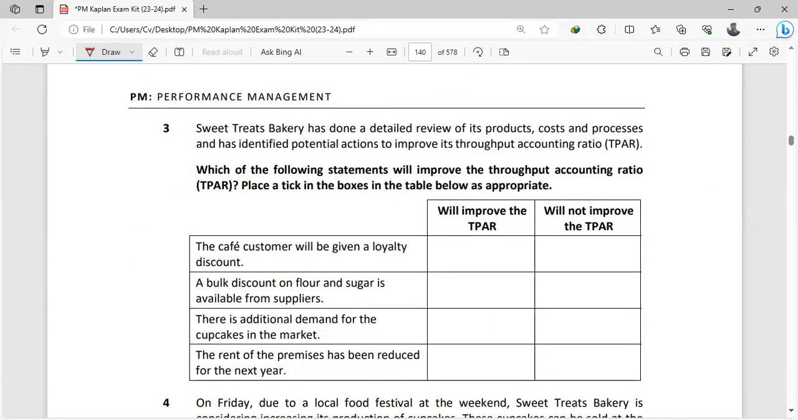Now we are moving to the next question. Sweet Treats Bakery has done a detailed review of its product, cost and processes and has identified potential actions to improve its throughput accounting ratio. Which of the following statements will improve the throughput accounting ratio? Place a tick in the boxes in the table below as appropriate. The cafe customer will be given a loyalty discount. Will improve throughput accounting, will not improve.